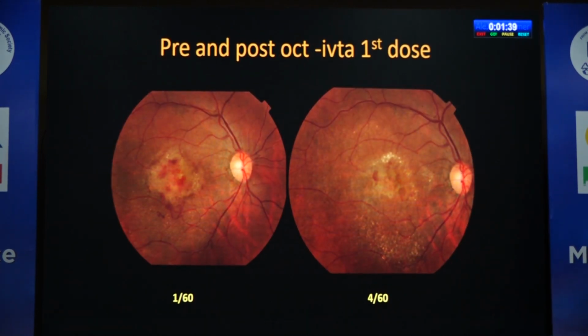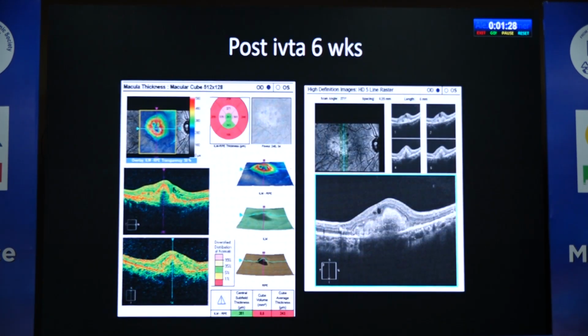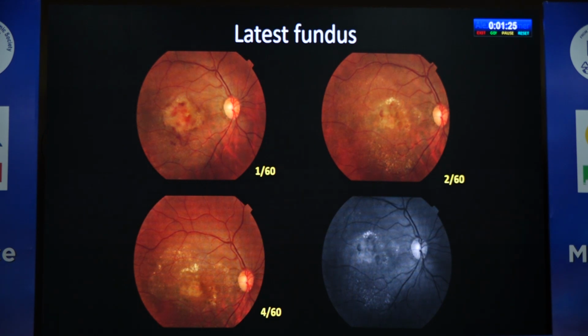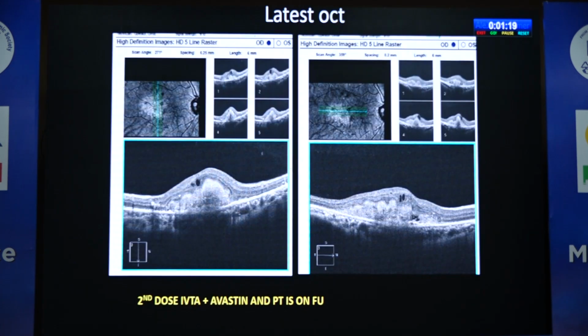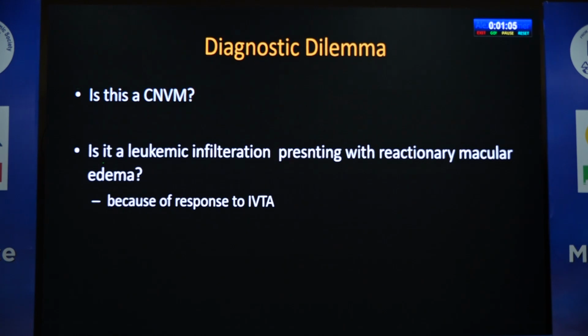And to our surprise, after the first dose of IVTA, you can see that the yellowish subretinal lesions are starting to resolve, and the hemorrhages are starting to resolve as well. This is the OCT post 6 weeks, and the angiogram, sorry, it's a red-free photograph, was very much better than before. So again, we repeated the same for the patient, but this time we decided to give a cocktail of medications because we are still not sure whether it's a CNVM or whether we are dealing with a leukemic infiltration. But we erred on the side of leukemic infiltration also because it showed a good response to IVTA.